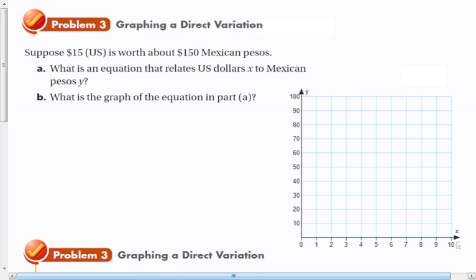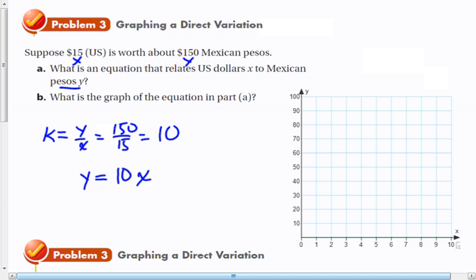And remember that our constant of variation is equal to y divided by x. In this case, our pesos is y, and our US dollars is x. So we're just going to take 150 divided by 15 to get our constant of variation, which is our exchange rate here. So you get 10 pesos for every dollar is basically what we're saying here. So my equation is the number of pesos is equal to 10 times the number of dollars.